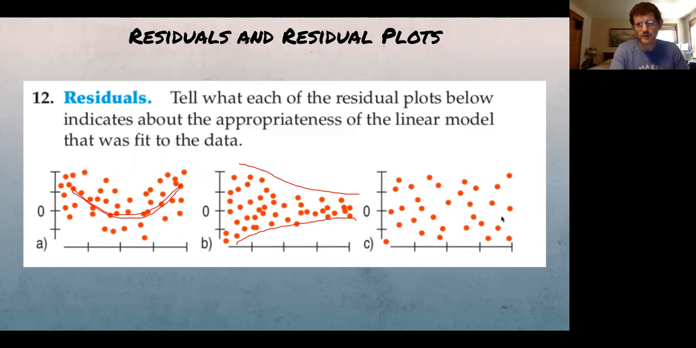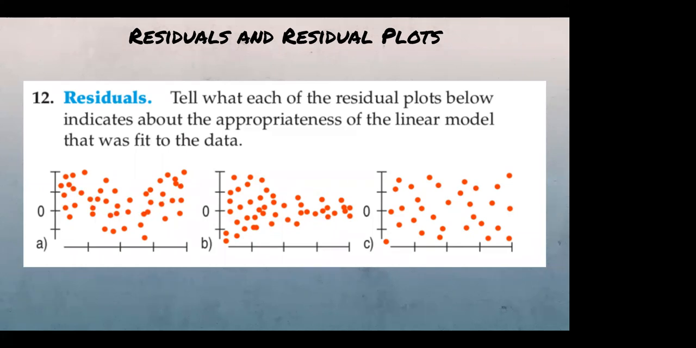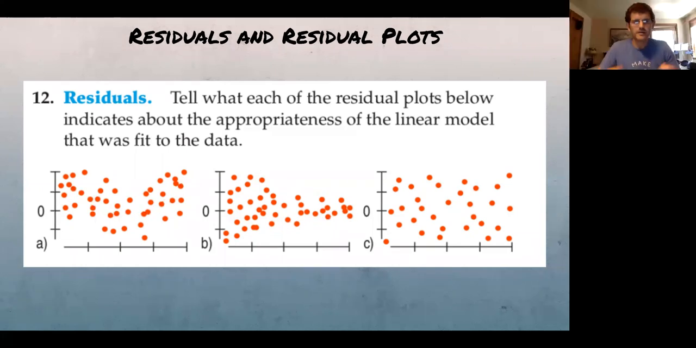This last one, is that one good? Yes. Okay. So yeah, nothing like that's going to stretch your mind too much here. Hopefully this is all very straightforward. But yeah, you can see it's got no real pattern. We've got equal variance on both sides. So it looks good. That's a good residual plot.